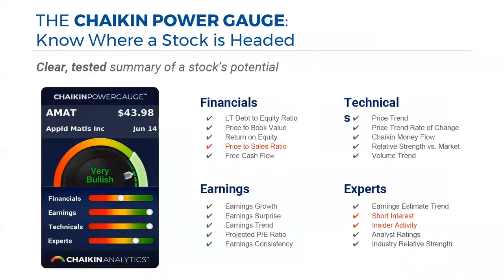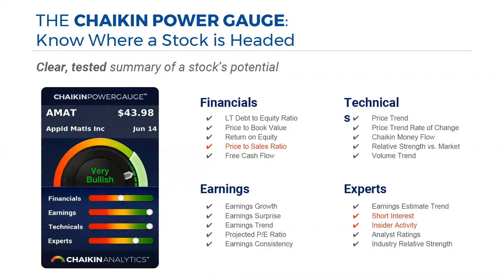The 20 factors I referred to are listed out here, and you can also drill down to a power gauge rating on any one of these 20 factors, but they're really rolled up into these four main factors: financials, earnings, technicals, and experts. And I highlight in red the ones that I pretty much depend on. Other than the overall rating, I drilled down on these three, and I like to have them in the bullish camp before I make a buy decision. But other than that, I really go with the overall rating.